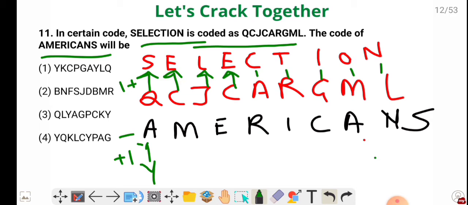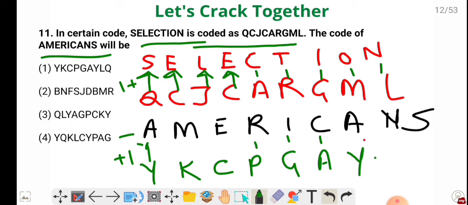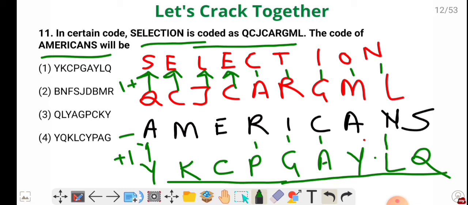Then what is M? K, L, M; D, C, D, E; P, Q, R; G, H, I; A, B, C; Y again here; K, L, M, N; L, M, N; P, Q, R, S. So the final answer will be Y, K, C, P, G, A, Y, L, Q. It means option 1 is correct here.